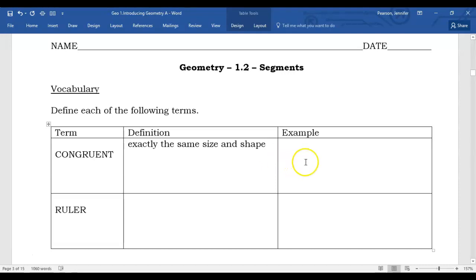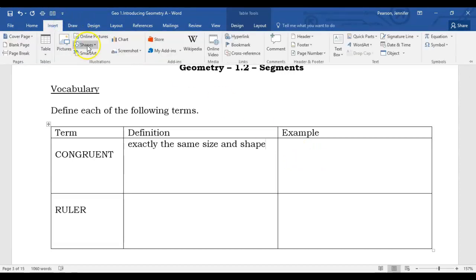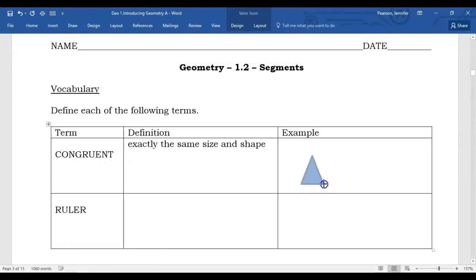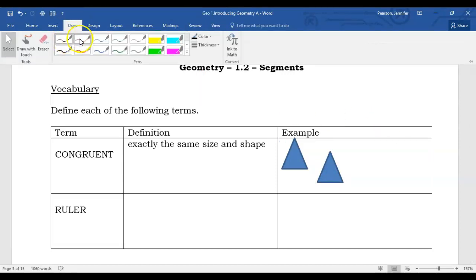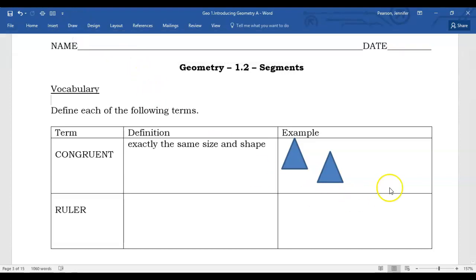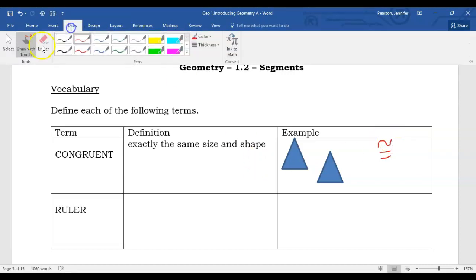So I'm going to try to draw, I'm going to maybe throw on a triangle. So here is a triangle, and here is a congruent triangle. They are the exact same size and the exact same shape. We have a symbol to represent congruent. So we know the equal sign has just two little lines. If we throw a squiggly on top of that, that is our congruent symbol.